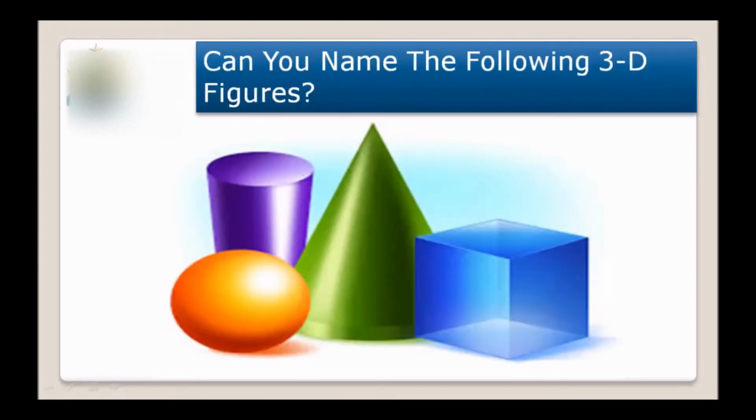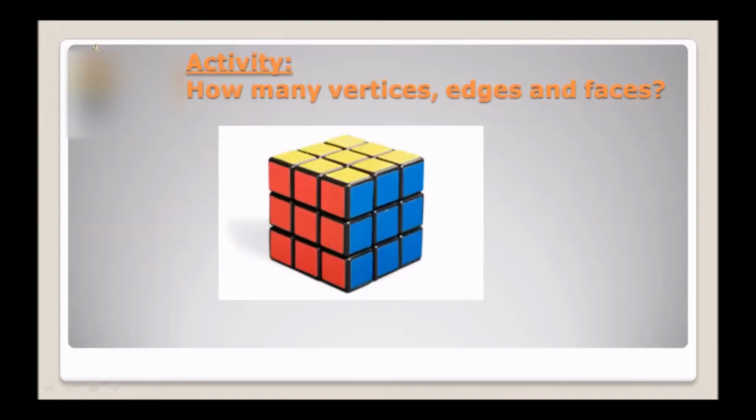Now, dear students, can you name these 3D shapes? This blue is a cube. Green is a cone. Orange looks like an egg. Now, activity. How many vertices, edges, and faces are there in this cube? This big cube consists of several small cubes. Each cube has its own sides and edges.